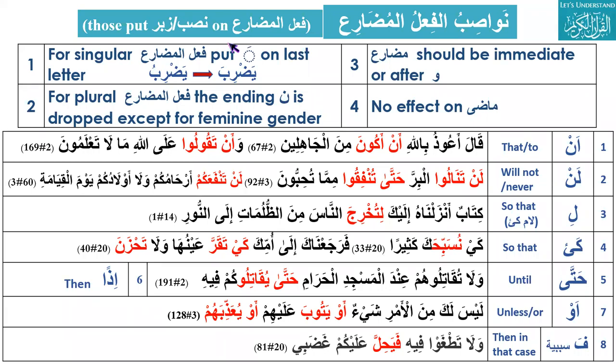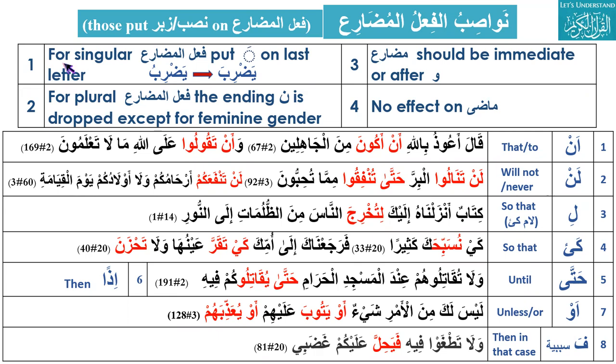Brother Javed Rasul. Yes, assalamu alaikum. Walaikum assalam, Javed bhai. Nawasibul fi'lul mudari are an, lan, li, kai, hatta, au, izan, and fi sababiyya, fa sababiyya. And this li is called here lam kai, meaning so that. So they make fi'lul mudari mansub.